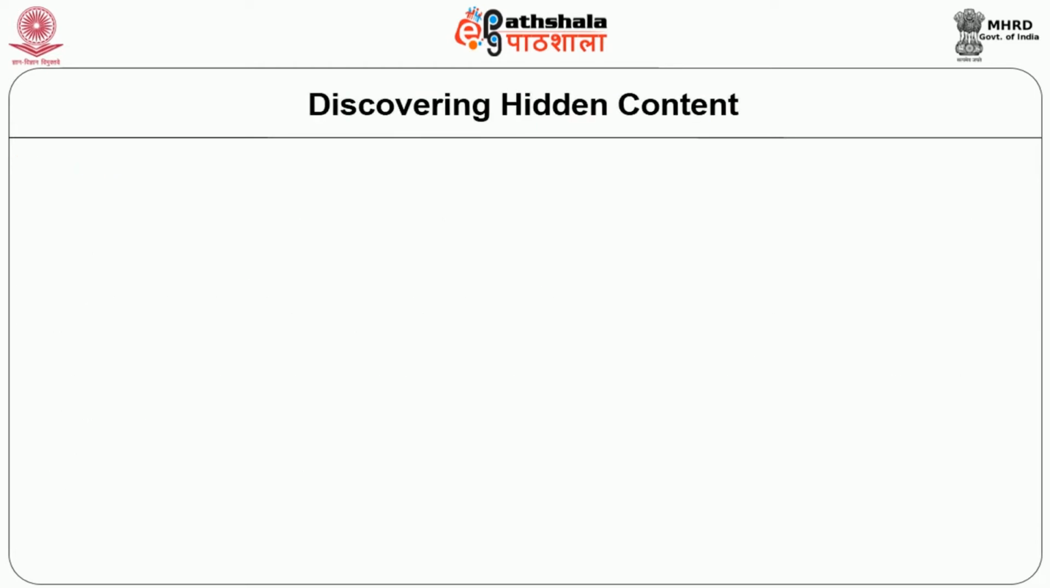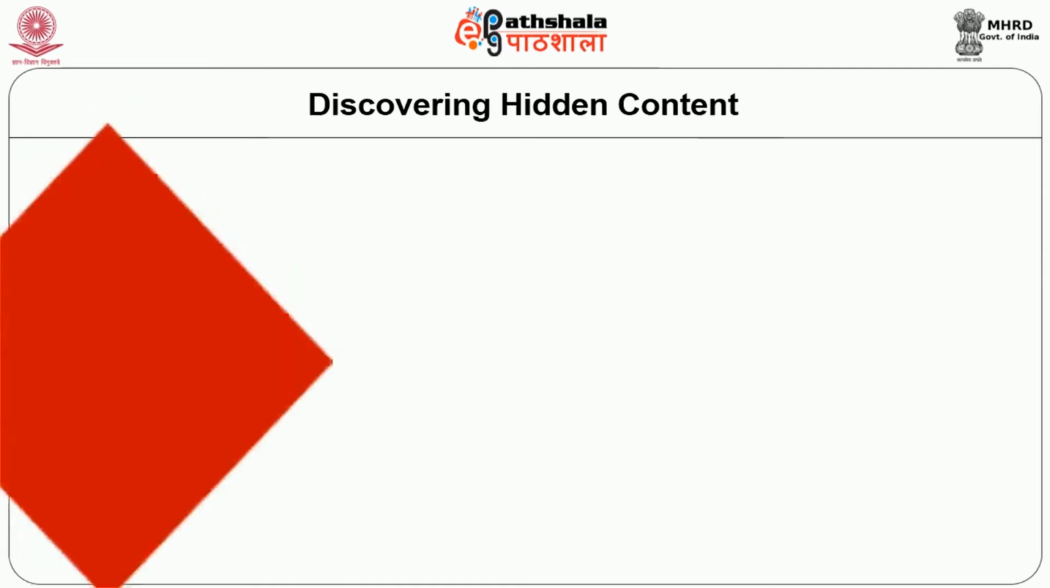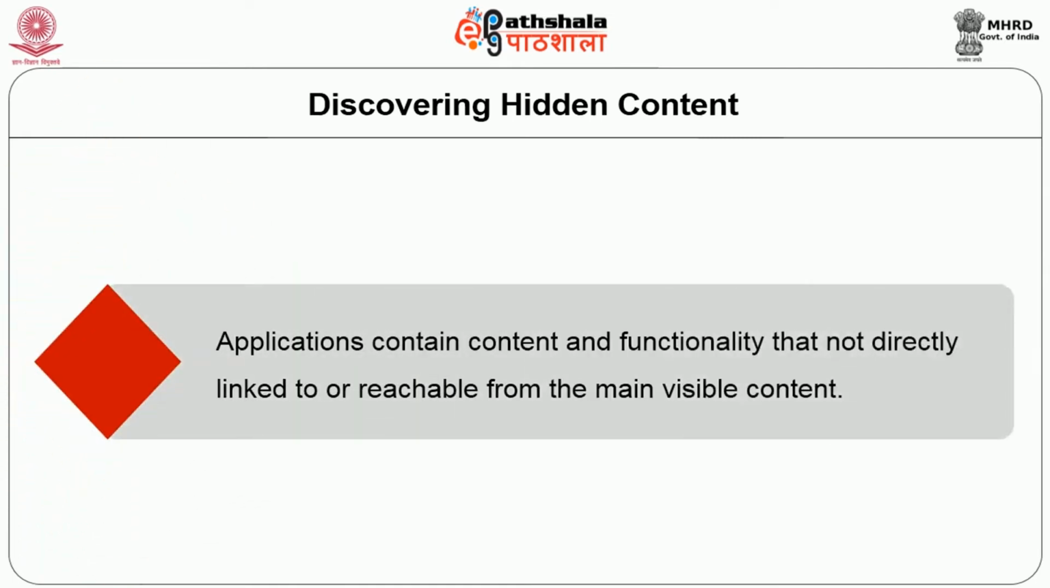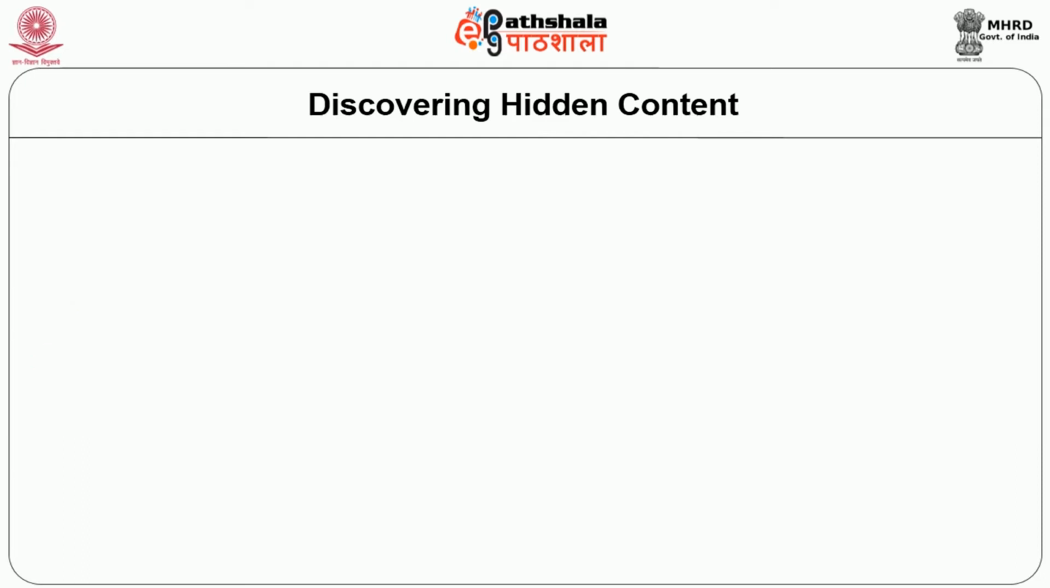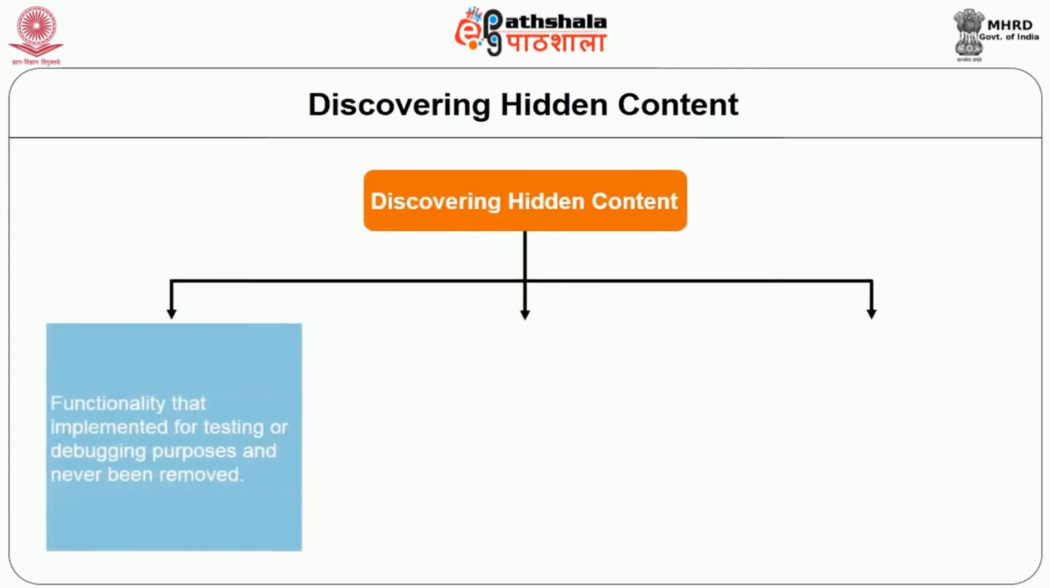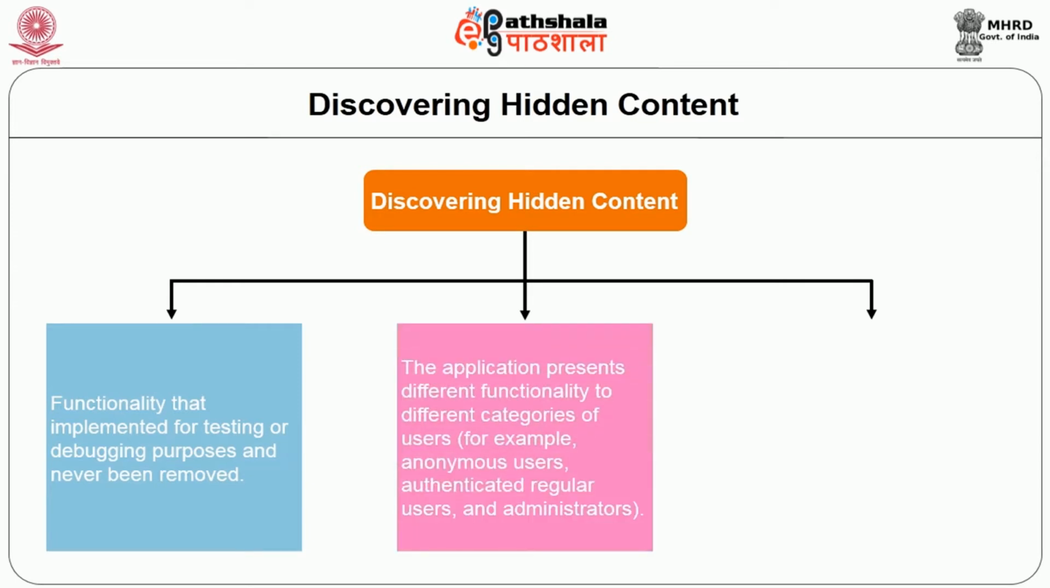We have seen user-directed spidering, and next is discovering hidden content. Sometimes applications contain content and functionality that is not directly linked to or reachable from the main visible content. A common example is functionality that has been implemented for testing and debugging purposes and has never been removed. One more example arises when the application presents different functionality to different categories of user.